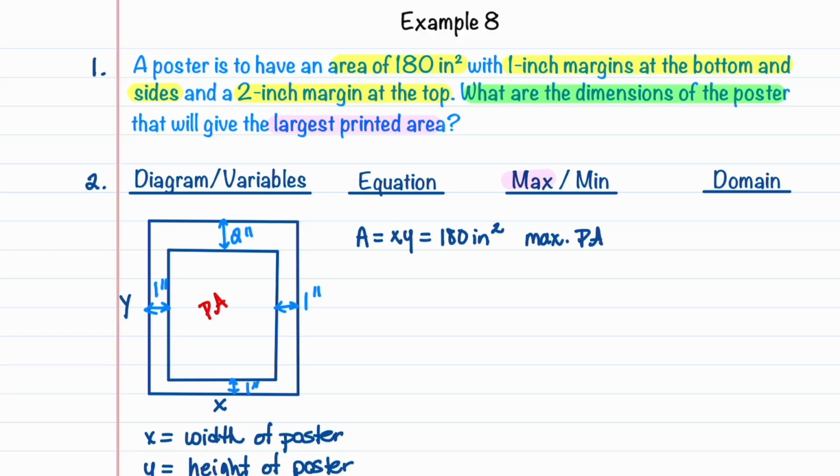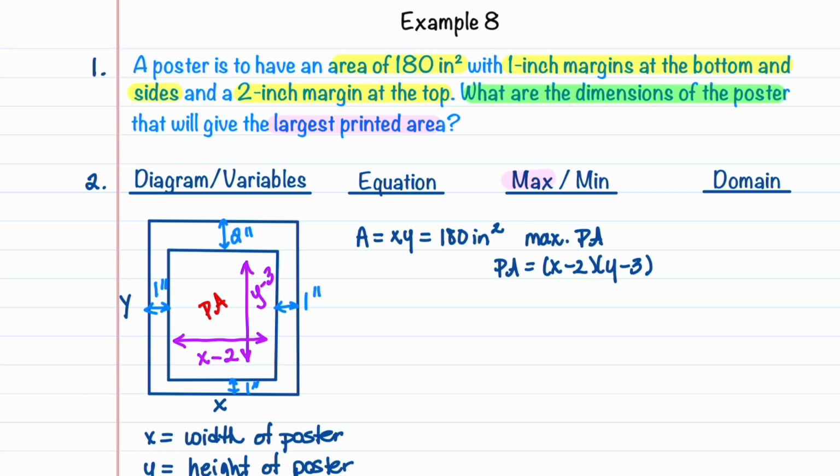Now what we have to do is get an equation for PA. Let's do the width first. This width here is going to be x minus 2 because we have 1-inch margins on each side. And then this height is going to be y minus 3 because we have a 2-inch margin at the top and 1 inch at the bottom. We can then say that our printed area PA is equal to our width, which is x minus 2, times our height, which is y minus 3.